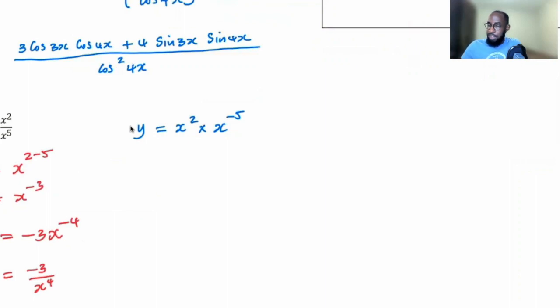And I can apply the product rule. This is u, this is v. dy/dx equals, all right, there's a product rule right here. I always write my formulas first. v, write down v. v is equal to x to the negative 5.